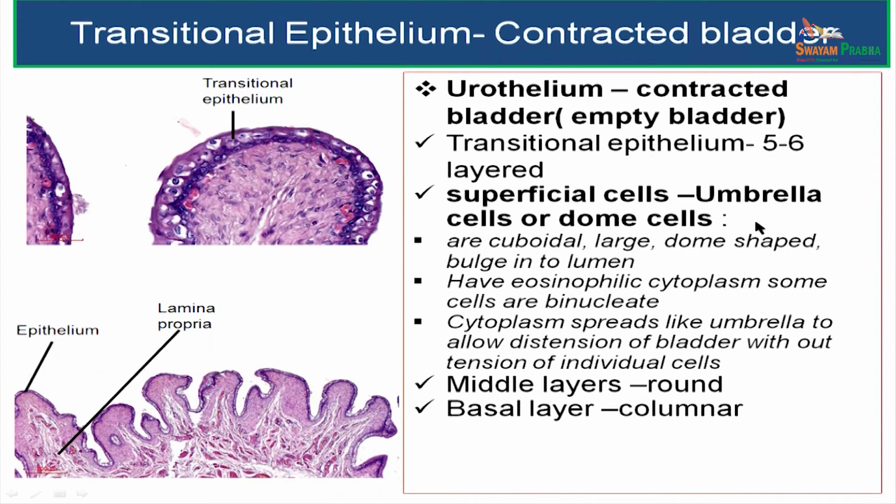Why are they called umbrella cells? It is because the cytoplasm spreads like an umbrella to allow distension of the bladder without tension on individual cells. So, the superficial cells are called umbrella cells. In the intermediate layer you have round or polygonal cells, 2 to 3 layers. Then the basal cells or columnar cells. So, in an empty bladder, transitional epithelium is 5 to 6 layered.